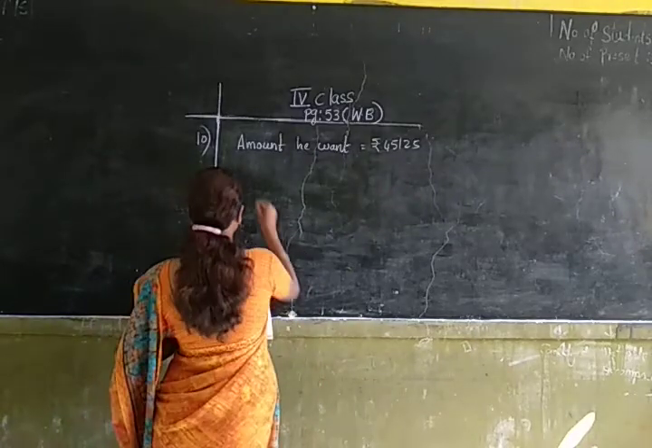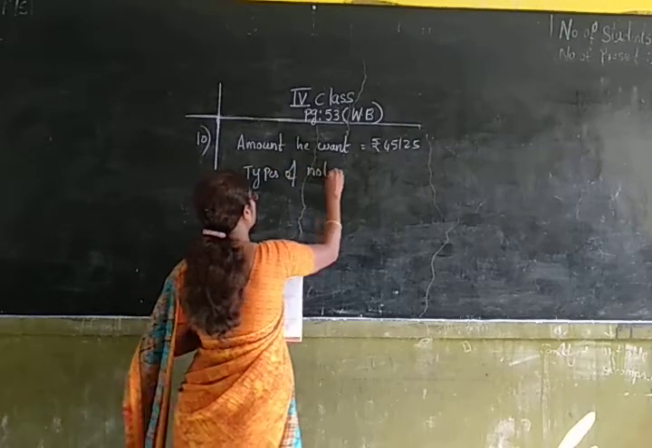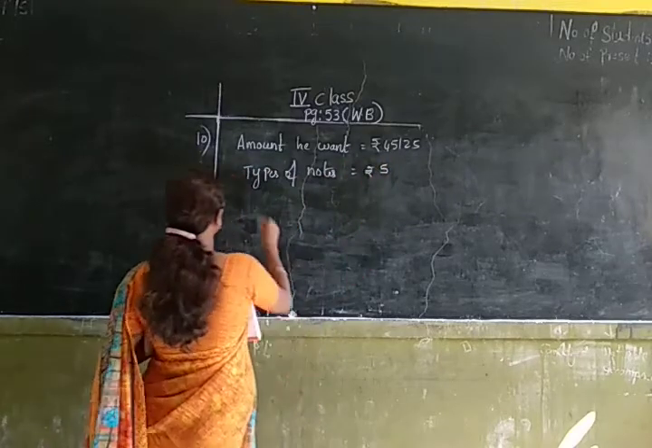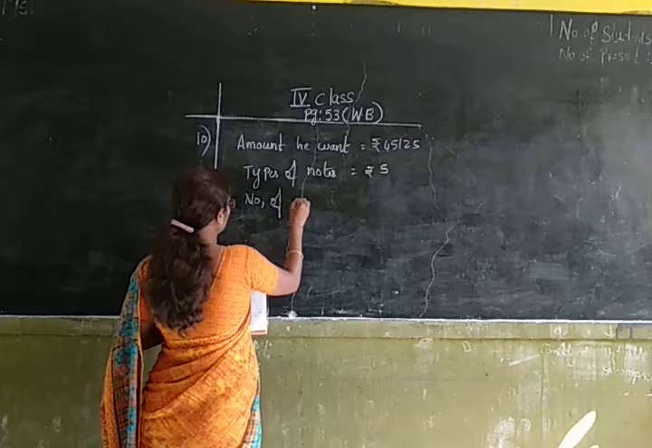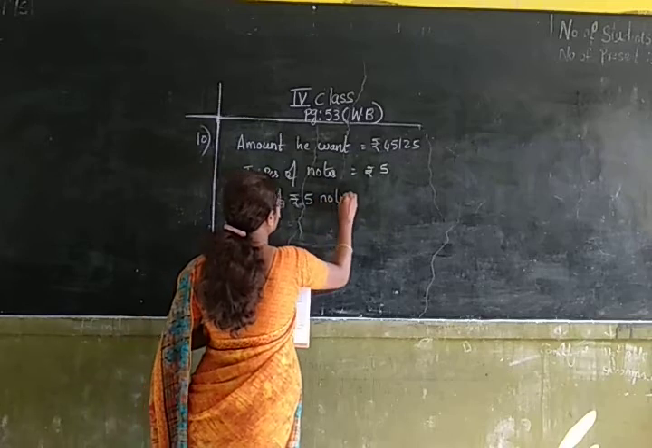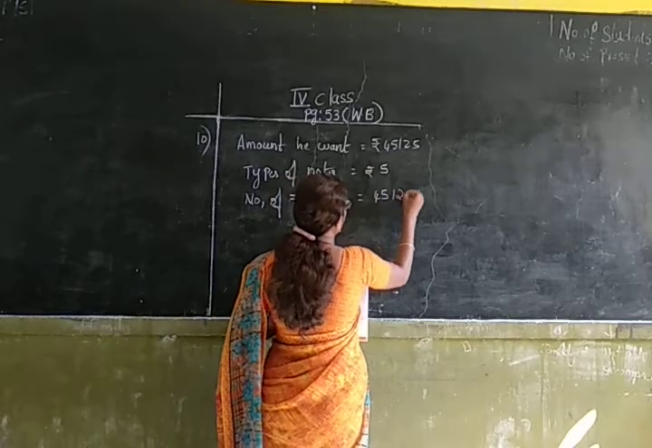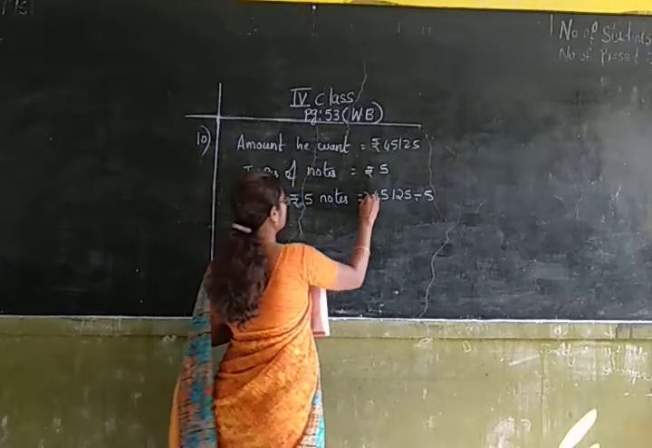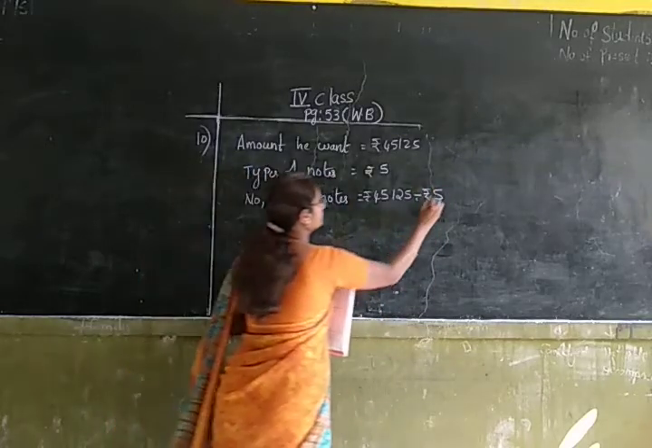Types of notes. So which type of notes does he want to collect? 5 rupees notes. So now what do you have to find out? You have to find out the number of 5 rupees notes. So for that you have to do division. You have to divide 45,125 by 5 to get the number of notes. Okay children? You have to do the division for getting the number of notes.